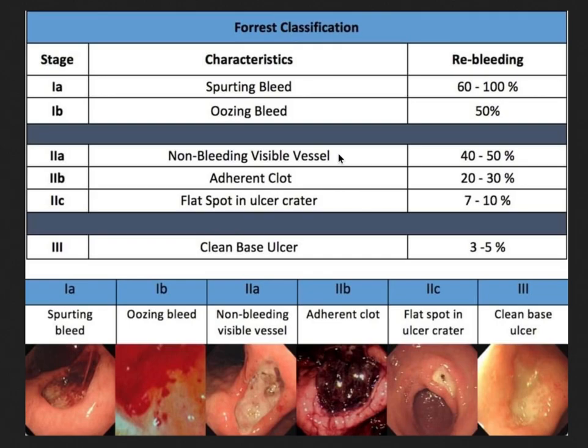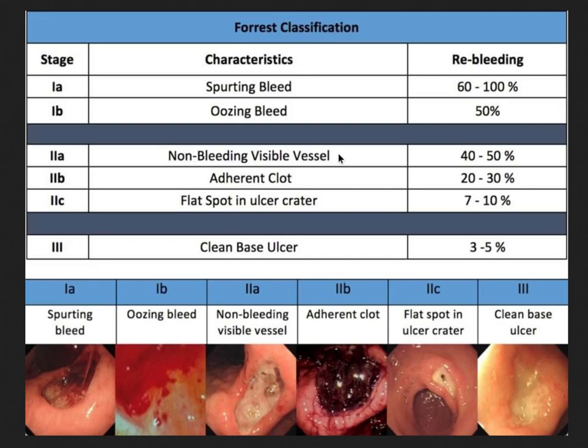Forrest 3 is a clean ulcer base with no clot, vessel, or bleeding. This is the lowest rebleeding risk, only 3 to 5%. In most cases, no EGD is needed. These patients can often be discharged early on high dose oral PPI. This is a key distinction in deciding who needs urgent EGD versus conservative therapy.